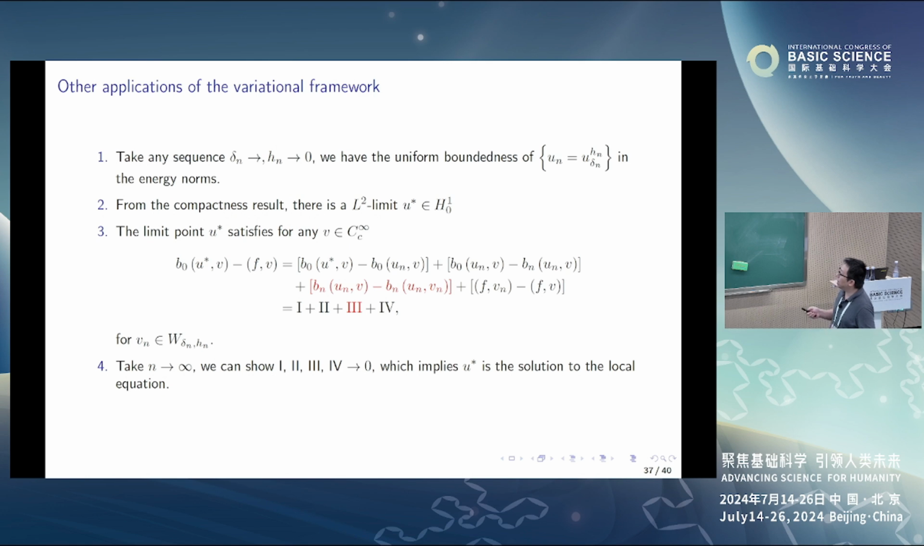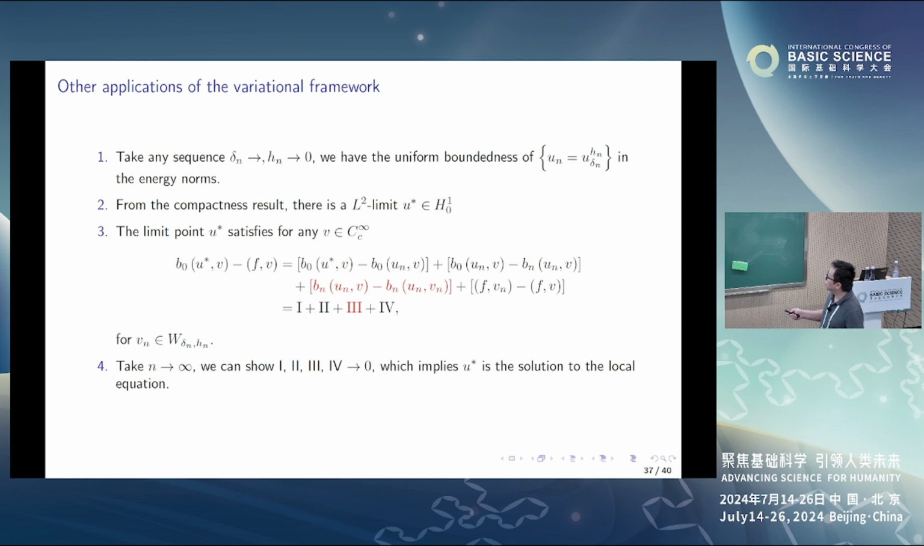And here I just sketch the proof. It's not hard. So when delta n goes to 0 and Hn goes to 0, then we have a uniform boundedness of our discrete solution in the energy norm, just by the energy estimate. And using the compactness result, this Un has an L2 limit called U star, and this U star is an H01 function. Now we want to prove that this U star is actually the solution of a local PDE. Just check the weak problem, plugging in this U star. And we can split this into 4 parts.